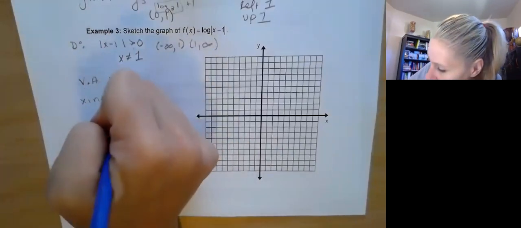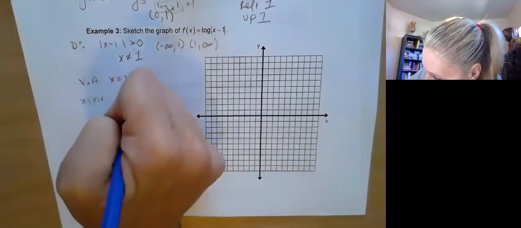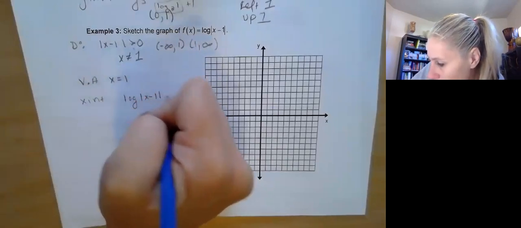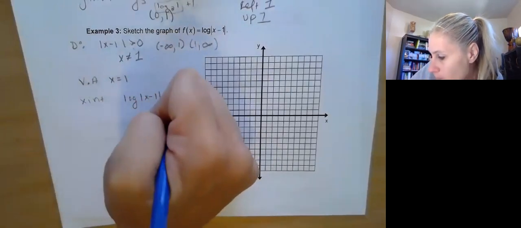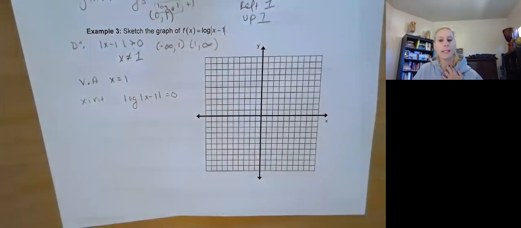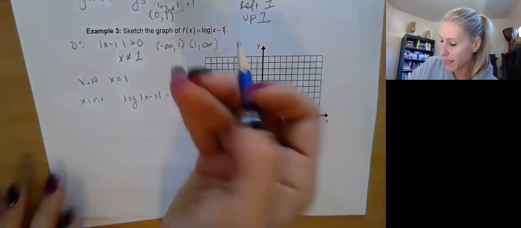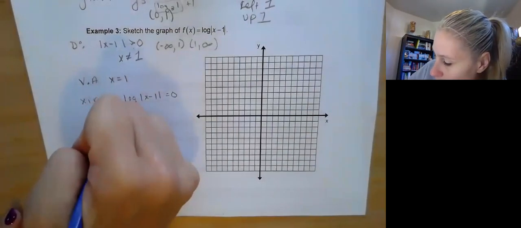Okay, let's set this equal to 0. We get log x minus absolute value of x minus 1 equals 0. All right, let's think about this, guys. First of all, log doesn't have a base, but does it? What is it? 10. So we get rid of log by doing base 10.